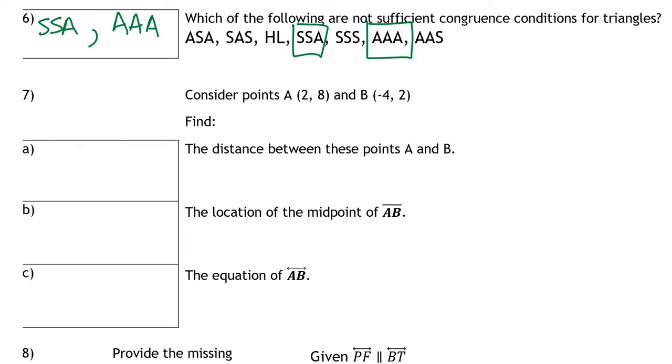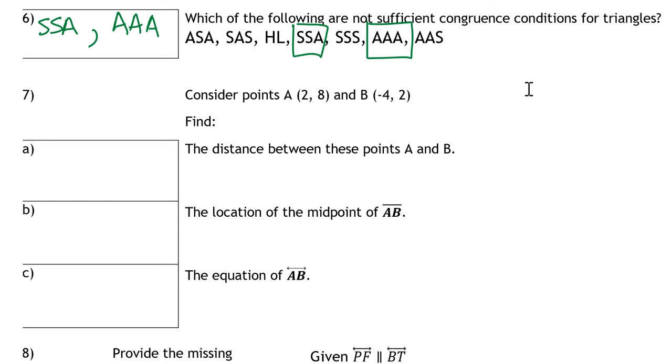For question number 7, we're asked to consider 2 points. One's at (2, 8), and the other one's at (-4, 2). And we're asked three pretty straightforward questions, right? What's the distance between these points? How far apart are they? What's the location of the midpoint of segment AB? And what is the equation of line AB?